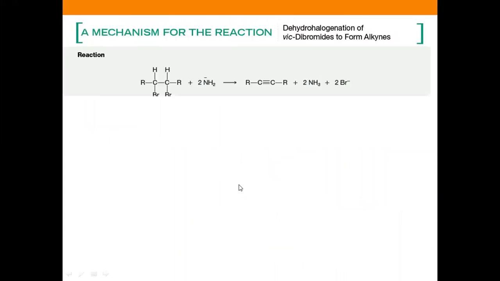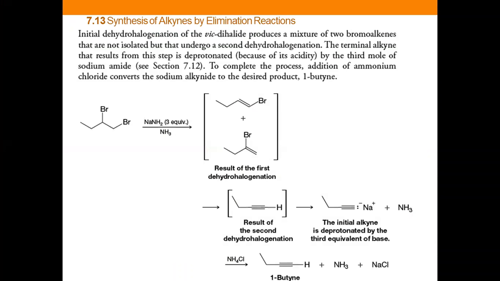So let's have another example, 7.30. Another example of the elimination reaction of a vicinal dihalide. So you see 2 halogens here, vicinal to each other, and amide, it's our base, and ammonia. We actually need not 3 equivalents, it should be 2 equivalents. So 2 here.